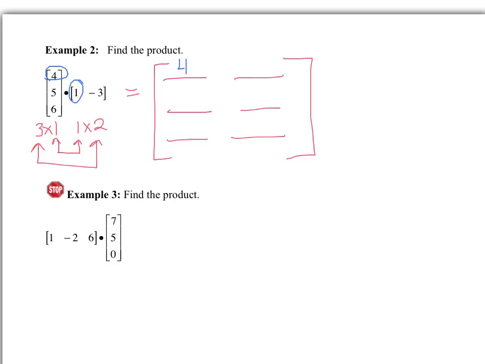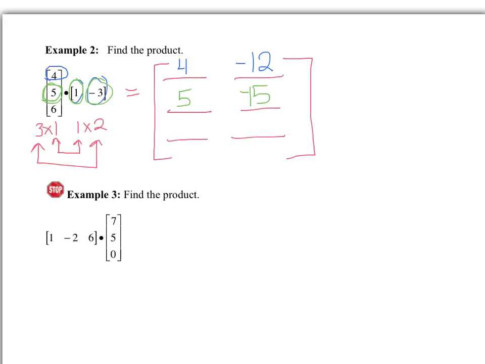Now because the row ends and the column ends, there's nothing else that goes there. So now I'm going to do row times second column, so negative 12, and I'm done with the first row of that. So moving on now, I'm going to do second row. So it's 5 times 1 is 5, and then 5 times negative 3 is negative 15.